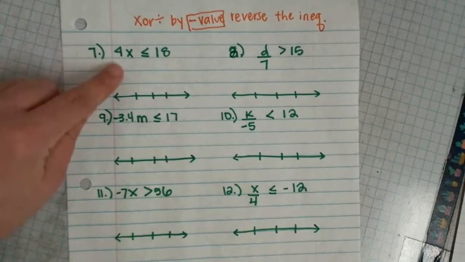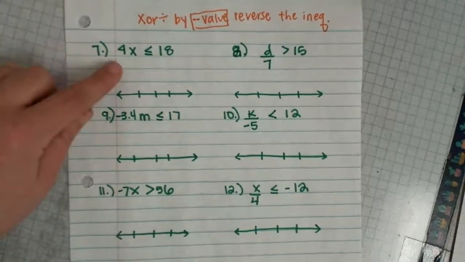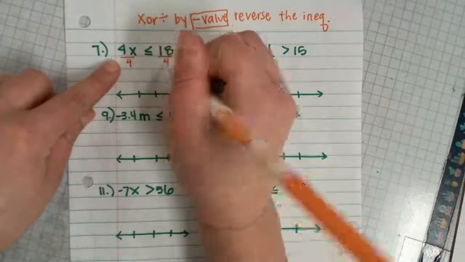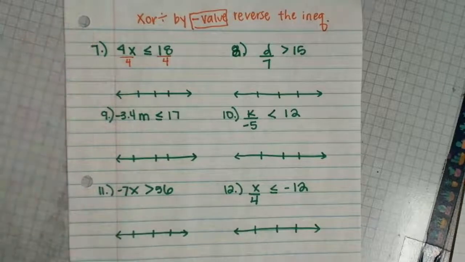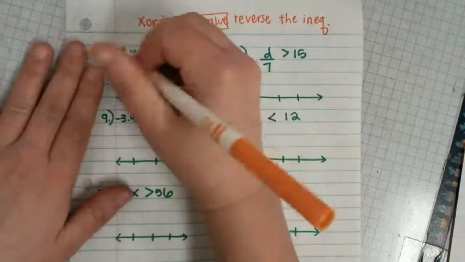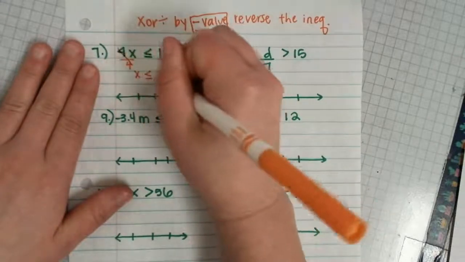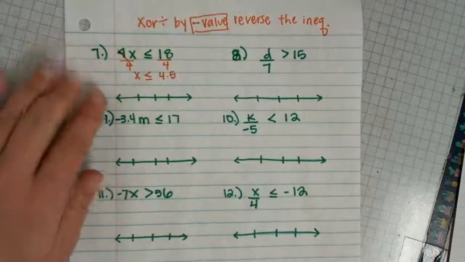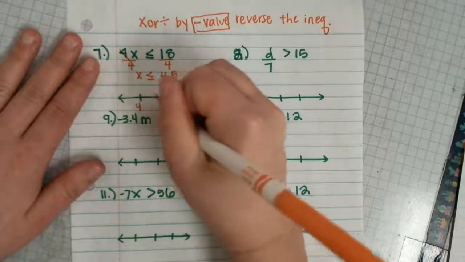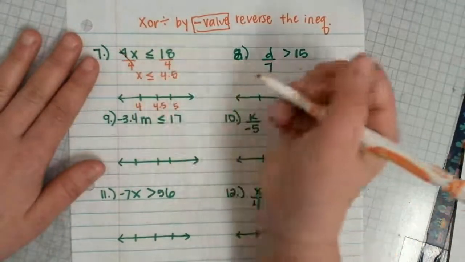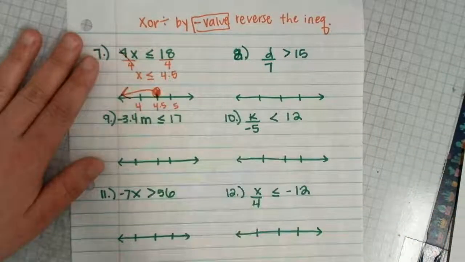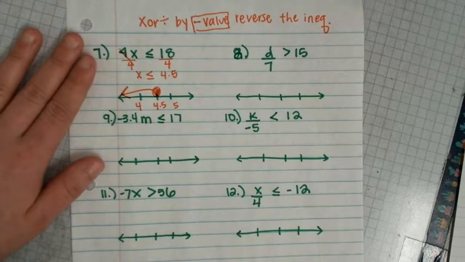So 4x is less than or equal to 18. So 4x means I'm multiplying, so I'm going to divide by 4 on both sides. And 18 divided by 4 is 4 and a half. So x is less than or equal to 4 and a half. So like 4, 4 and a half, 5. It's or equal to, so I'm going to use a closed circle, and it's less than, so to the left.